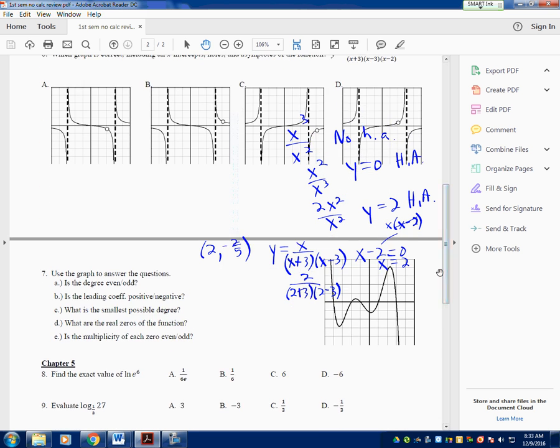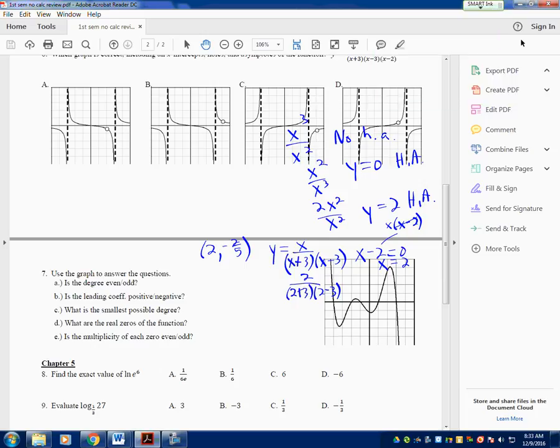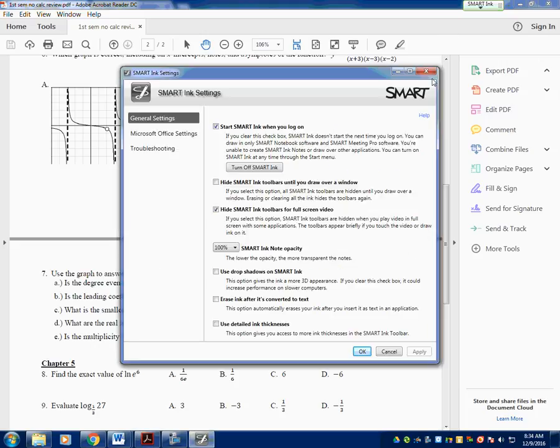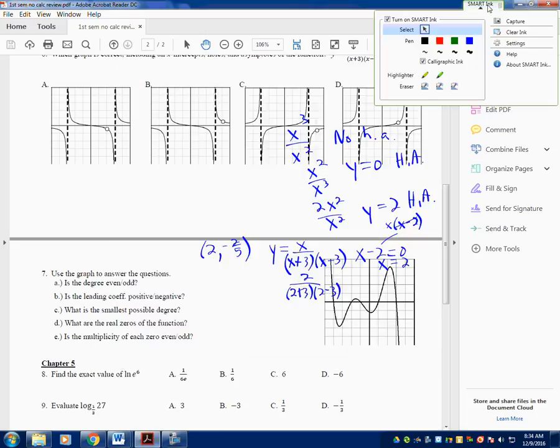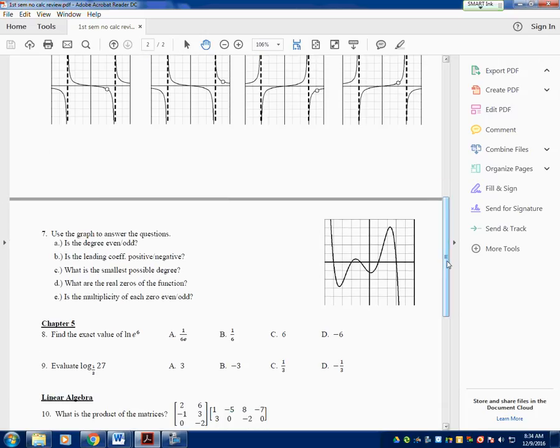All right, I want to run through 7. Number 7, let's run through this. It says, use the graph to answer the questions. Is the degree even or odd? The parent graph for this would be a cubic that goes like this, and it has arrows here and here. Notice the arrows. What has happened to the parent graph?